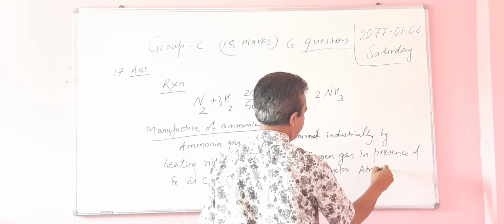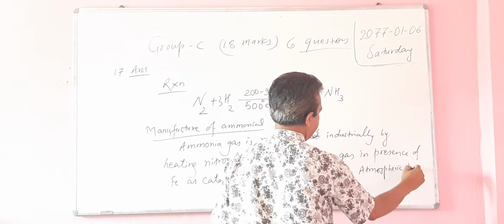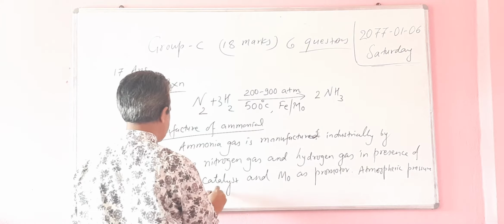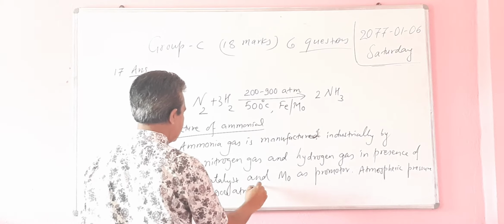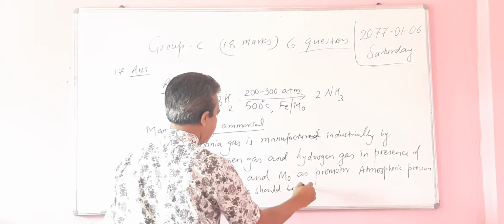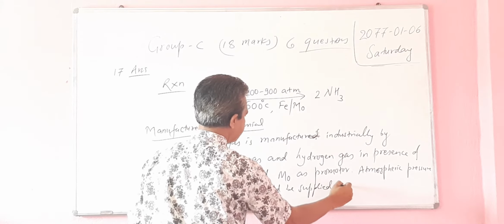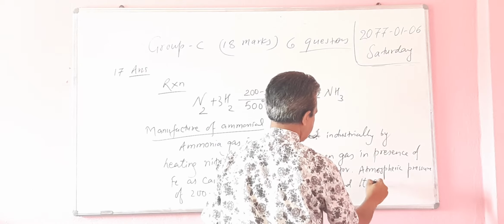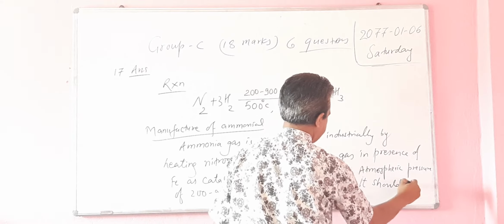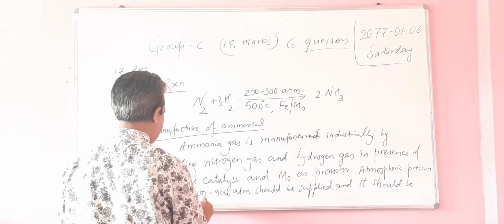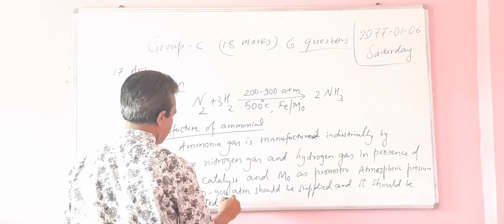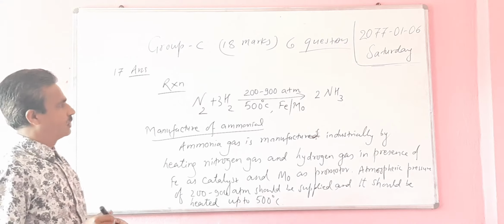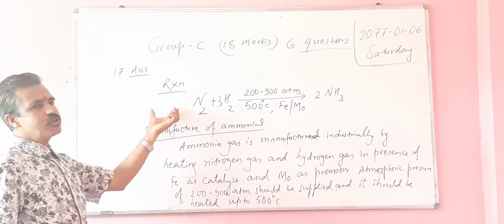Atmospheric pressure of 200 to 900 atm should be supplied, and it should be heated up to how much degree centigrade? 500 degree centigrade. Actually, this is Haber's process.